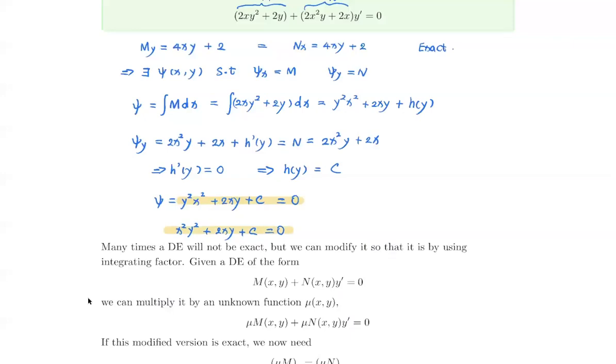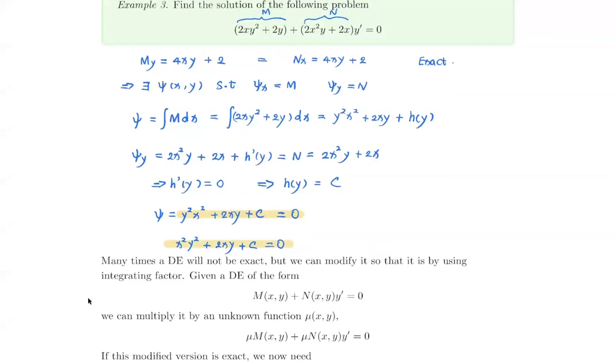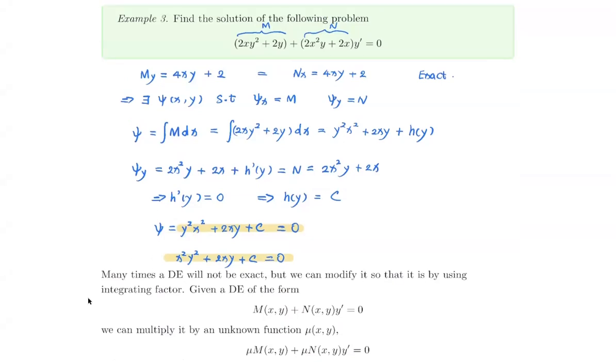Again, I'll go over what I did here. Okay, first of all, your first step is you want to check if the ODE is exact by taking the partial derivative of m with respect to y and the partial derivative of n with respect to x. If they are equal, then it's exact. If it's exact, we know there exists such a psi function. Psi is a function of x and y such that psi of x equals m and psi of y equals n.